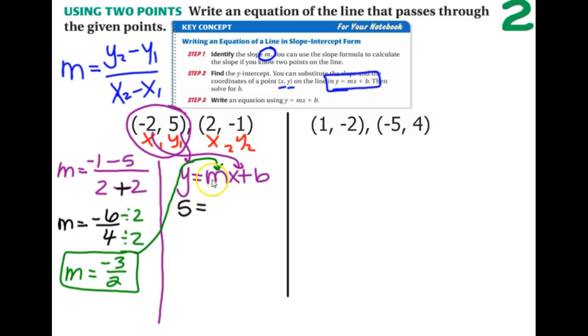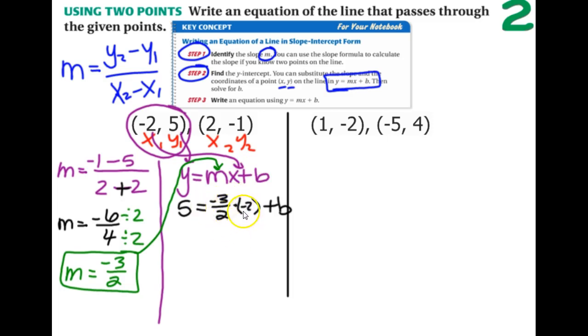M, which is our slope, we just counted that, or found it out, negative 3 over 2, times x, which is a negative 2, and plus b. We don't know what b is. That's what we're trying to find here in step 2. We found our slope, now we're finding b, our y-intercept.